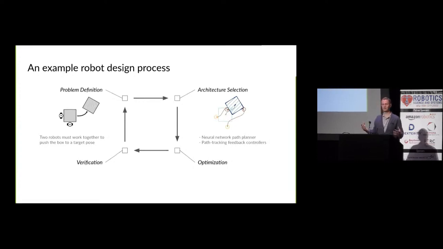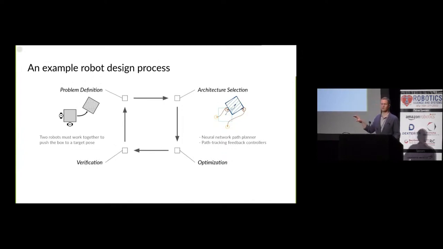Then we need to move into the architecture selection phase, where we need to think about what sort of robotic system is appropriate to solve this design problem. And this involves specifying which parameters are open to optimization. In this case, we already said we're going to use two autonomous ground robots, but we might say that we want to use a neural network path planner to choose what paths those robots are going to follow, and then a feedback controller for tracking that trajectory.